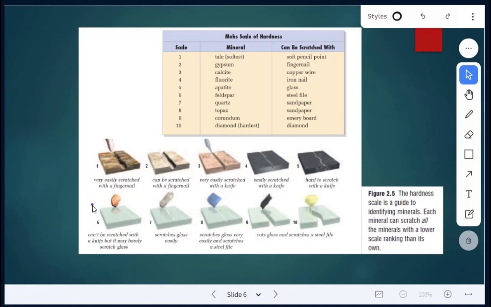It can't be scratched with a knife, but it may barely scratch glass. Number 7 scratches glass easily. Number 8 scratches glass very easily and scratches a steel file. Then number 9 cuts glass and scratches a steel file. And then all the way to number 10 as well.